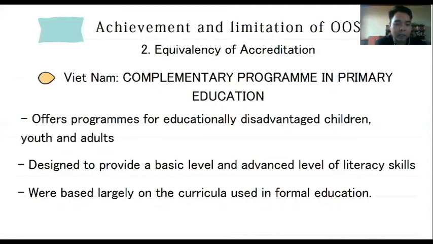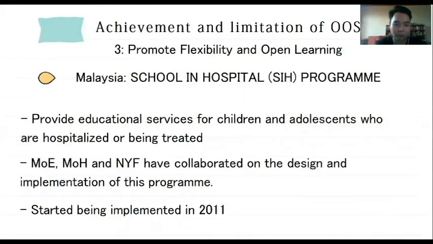However, some regions in the country target different groups depending on their local situation. The programs provide equivalency to formal basic education and assure that learners would be able to transfer or re-enter formal education. Their curriculum is largely based on the curriculum used in formal education. That's some information about the second one, and now we move to the third one.